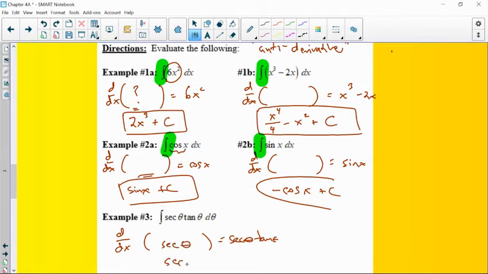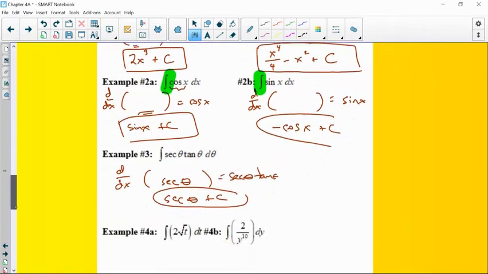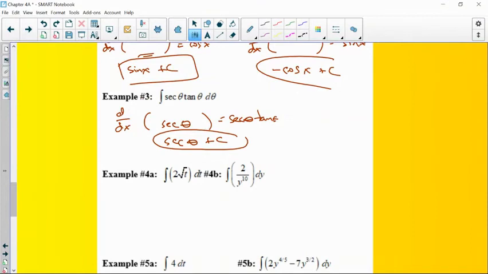So we just say it's secant theta plus some constant, because we don't know what that constant is, because when you take its derivative, it goes away. Now, we can get things a little bit more complicated in a way. A square root, you just have to think creatively that this is really just a half power. So this is 2t to the half power. And this one here, we could think of that as 2y to the negative 10 power.